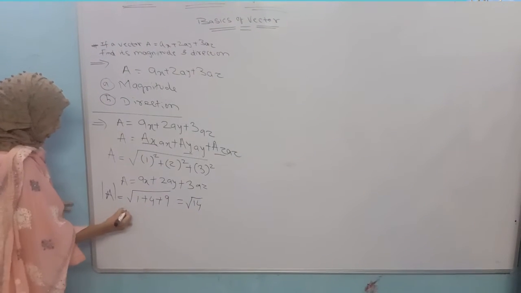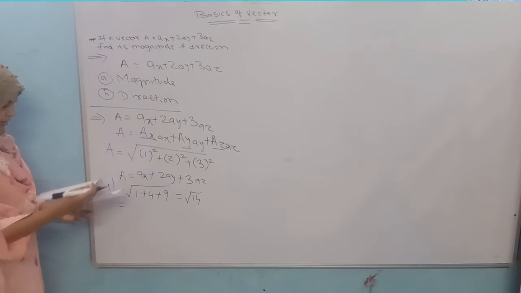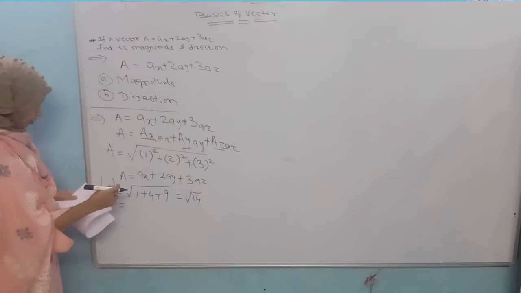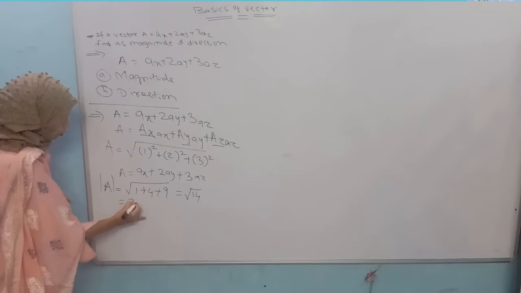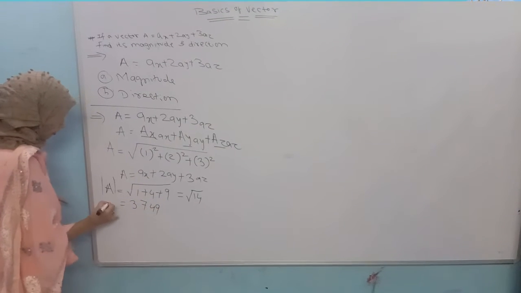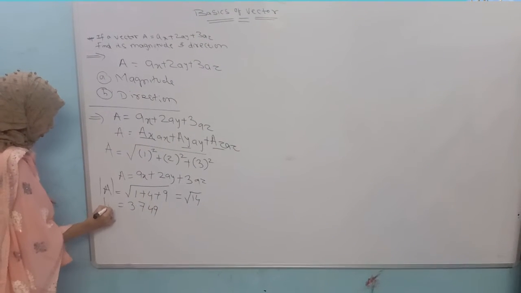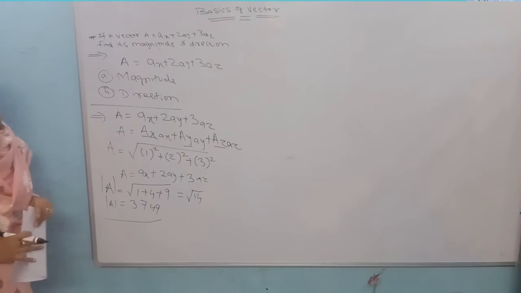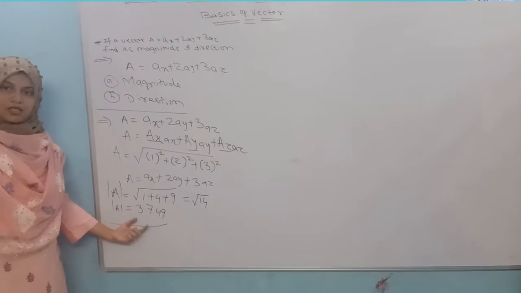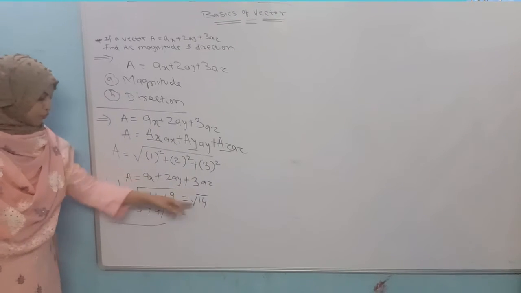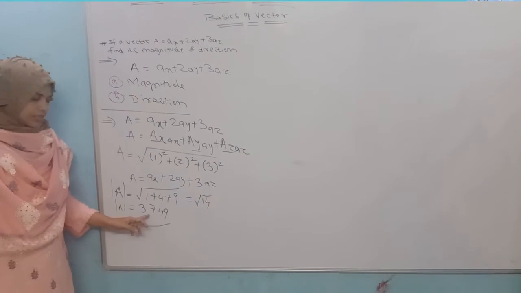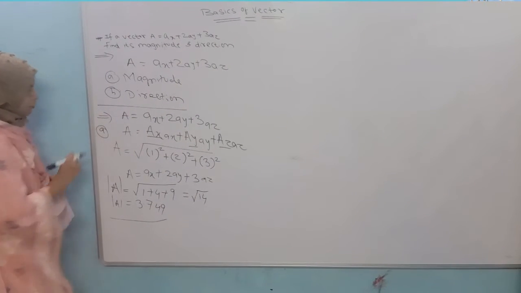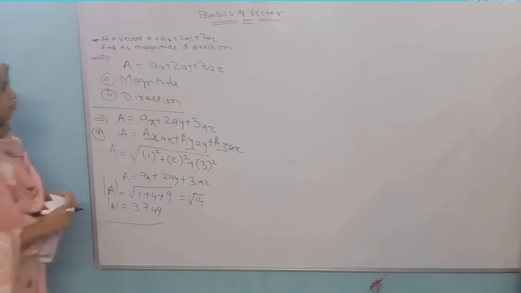If you are going to calculate with the help of the calci, you will get root of 14 is nothing but 3.749. So this is my magnitude. That is nothing but A part. So what is the answer? I hope you have got this answer with the help of the calci. That is the root 14 is nothing but 3.749. Similarly, this is nothing but our A part that we have calculated, magnitude. Go for the B part.